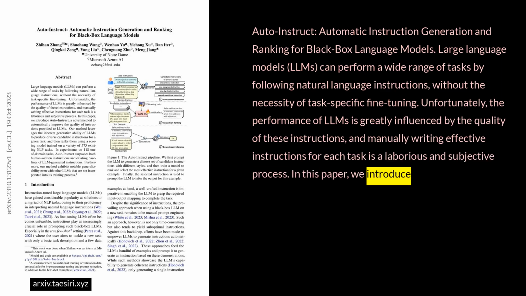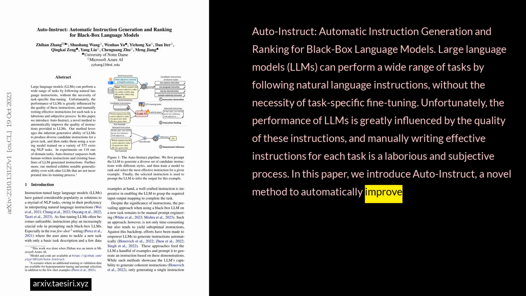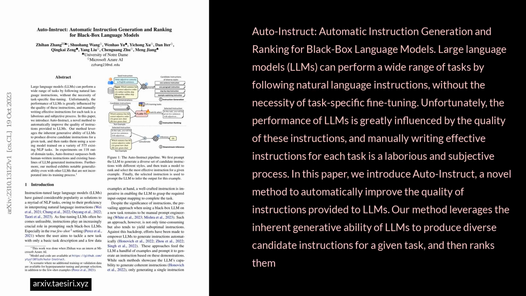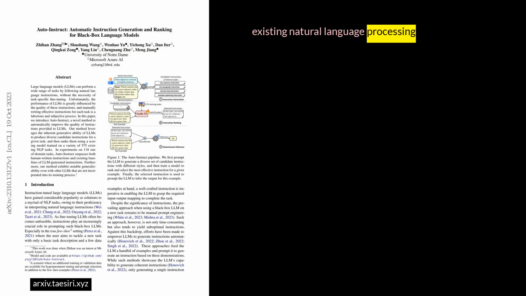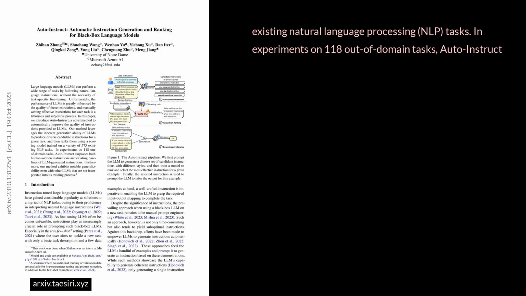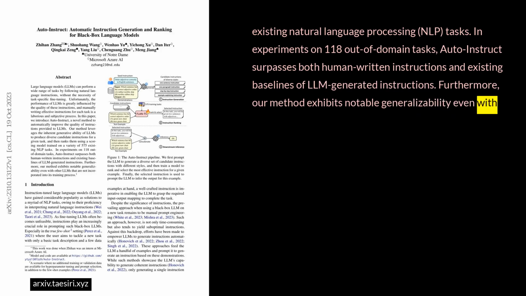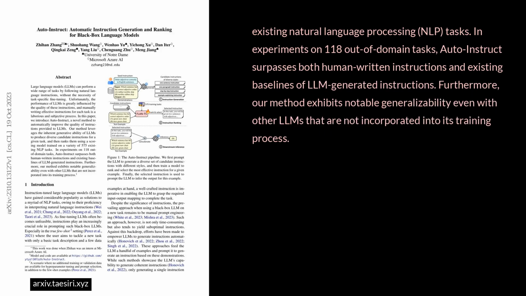In this paper, we introduce Auto-Instruct, a novel method to automatically improve the quality of instructions provided to LLMs. Our method leverages the inherent generative ability of LLMs to produce diverse candidate instructions for a given task, and then ranks them using a scoring model trained on a variety of 575 existing natural language processing, NLP, tasks. In experiments on 118 out-of-domain tasks, Auto-Instruct surpasses both human-written instructions and existing baselines of LLM-generated instructions. Furthermore, our method exhibits notable generalizability even with other LLMs that are not incorporated into its training process.